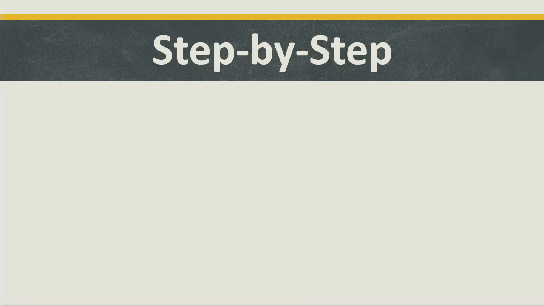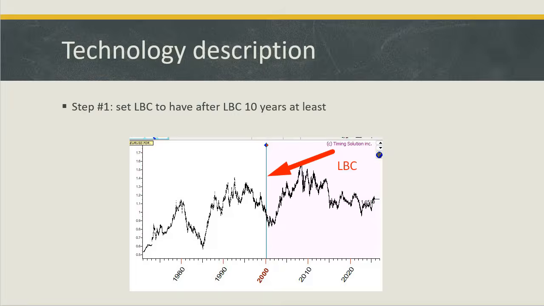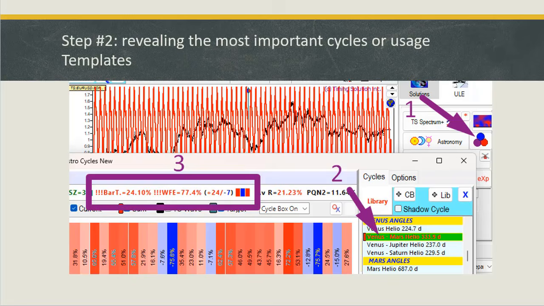So after downloading price history, we need to set LBC to have at least 10 years of price history as out of sample data, data after LBC. You see here for Euro, I set LBC to 2000. So we have 25 years of price history after LBC as out of sample data. Next step, you see I run the new astro model. Here is this model, and check cycles one by one.